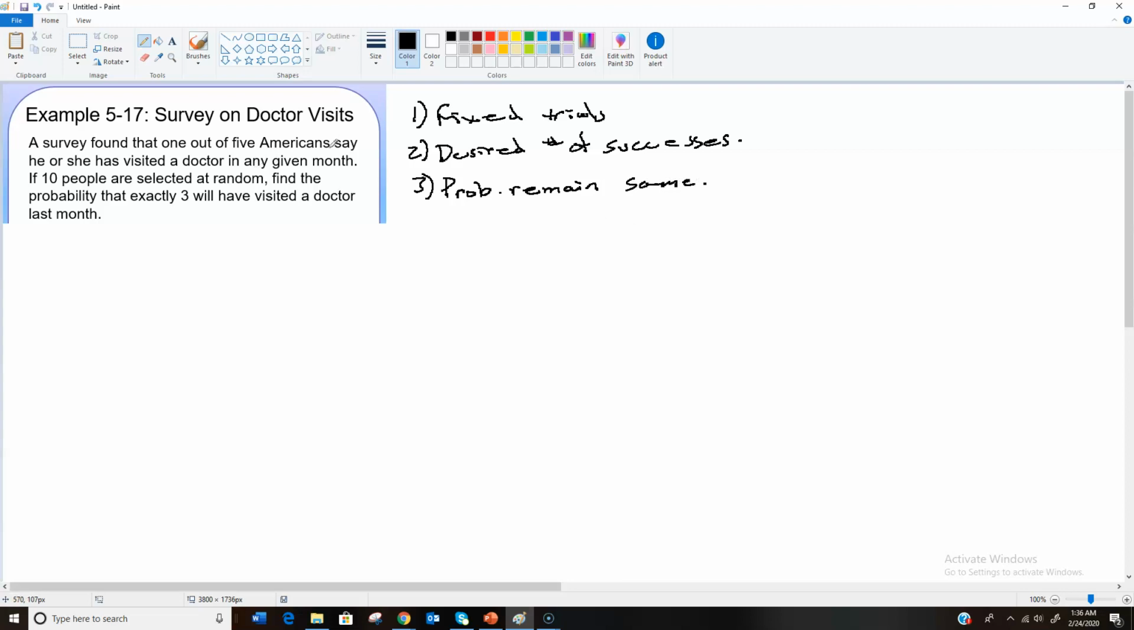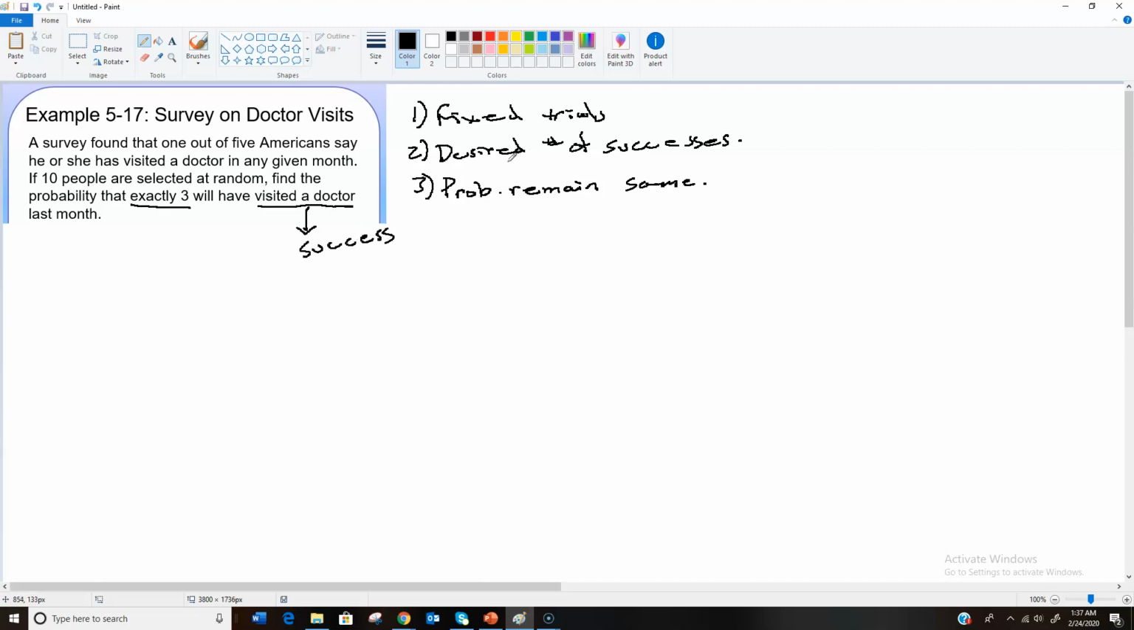So let's see if we can get that to fit with what we're looking at here. A survey found that 1 out of 5 Americans say he or she has visited a doctor in any given month. 10 people are selected at random. Find the probability that exactly 3 will have visited a doctor. So this is a great example of the success of this experiment, or this survey, being visiting a doctor. Most of us wouldn't really consider having to go to the doctor sometime in the past month as necessarily being a success. But for this, because that's what we're looking at, that's our success. So visiting a doctor is considered our success.